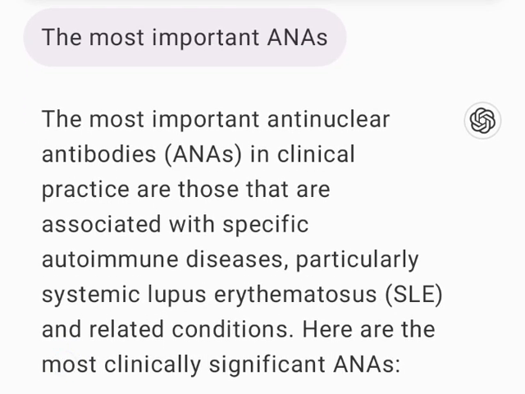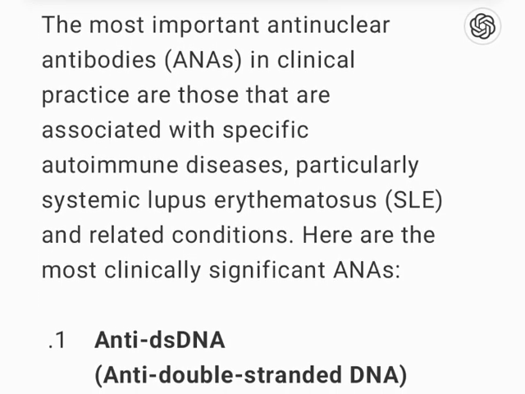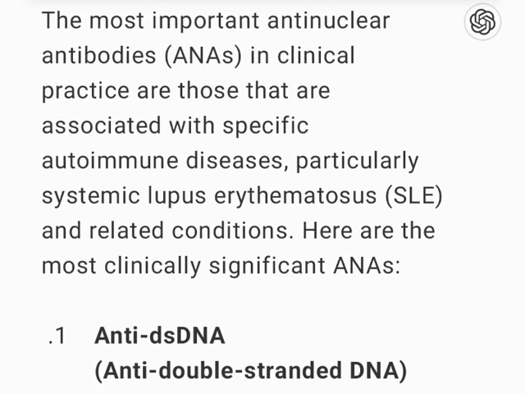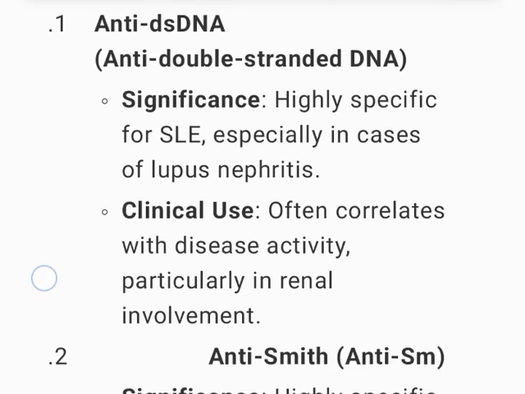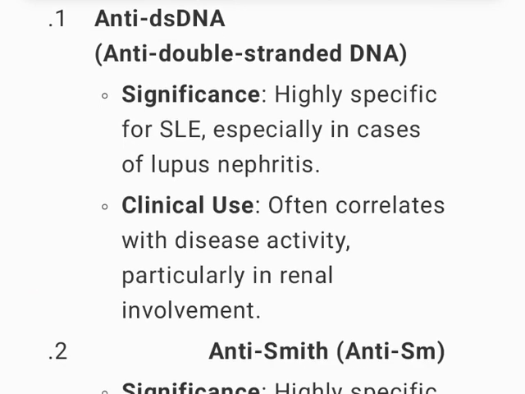The most important anti-nuclear antibodies, ANAs, in clinical practice are those that are associated with specific autoimmune diseases, particularly systemic lupus erythematosus, SLE, and related conditions. Here are the most clinically significant ANAs. 1. Anti-dsDNA, anti-double-stranded DNA. Significance: highly specific for SLE, especially in cases of lupus nephritis.